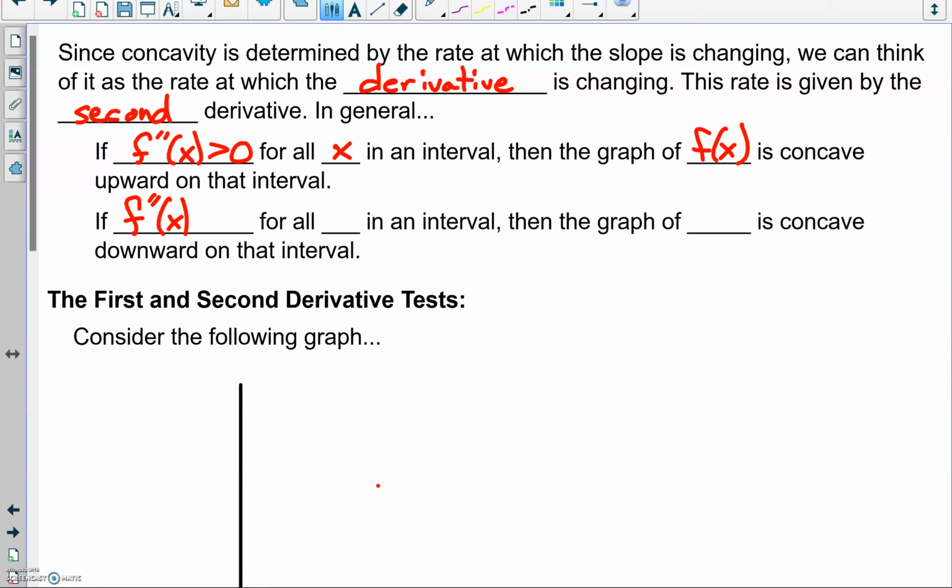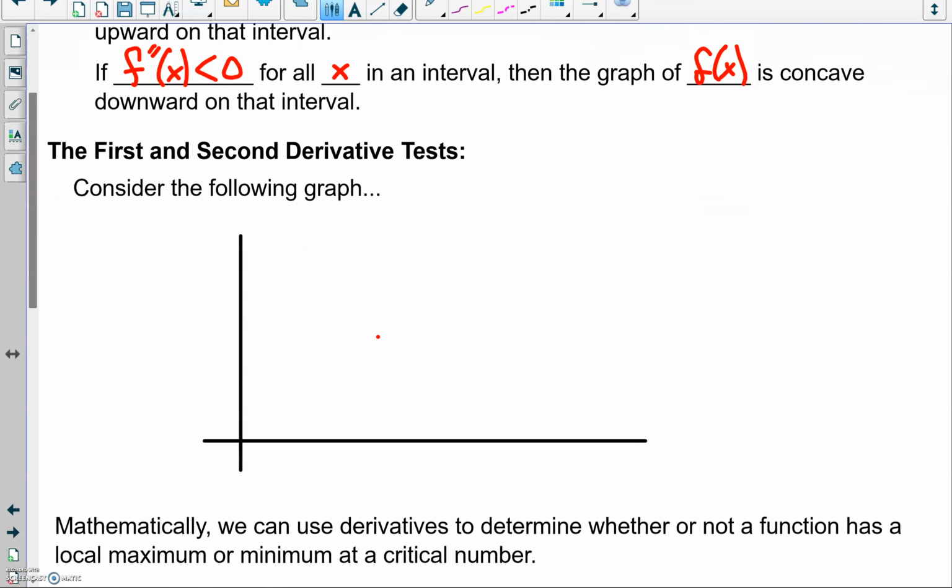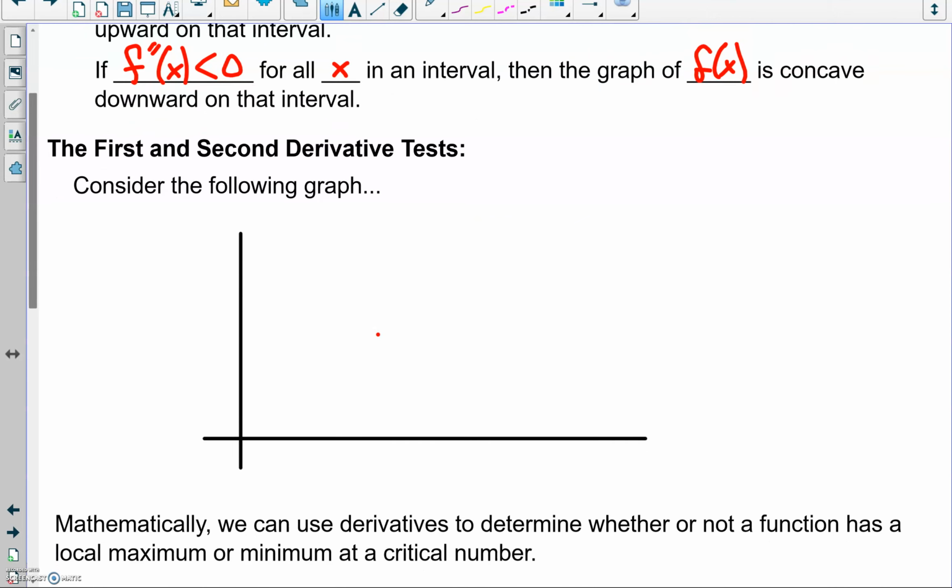And similarly, if your f double prime is less than 0 for all x's in an interval, then the graph of f of x is concave down on that interval. So your slopes are decreasing around that concave down part. Your f primes are decreasing, which means that f double prime will be less than 0. Okay, so let's take this information and see if it can help us find maximums and minimums.